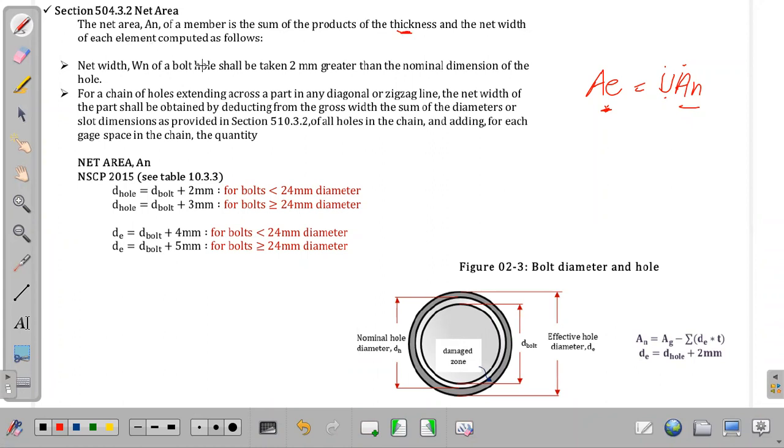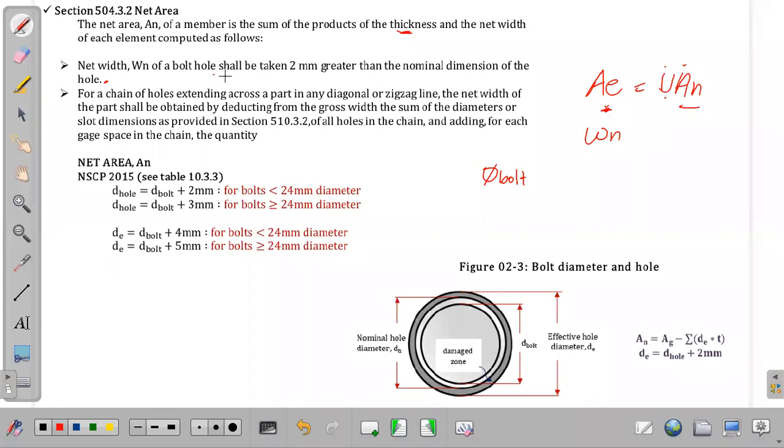Okay? So ang net width natin, meron tayong provision ng code dito. Net width, pagka sinabi kong net width, that is designated by WN. Okay? So net width WN of a bolt hole shall be taken 2 mm greater than the nominal dimension of the hole. 2 mm greater. So pagka ang given sa problem is the diameter of bolt.